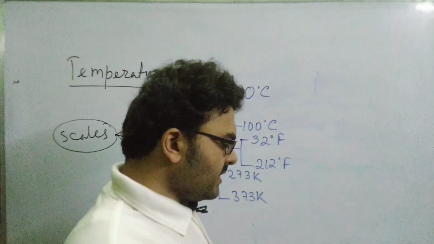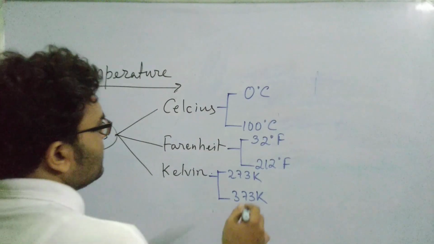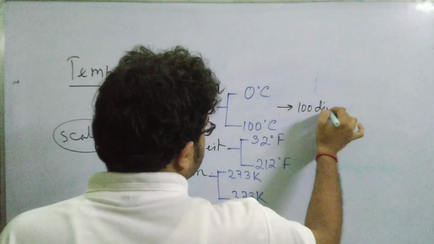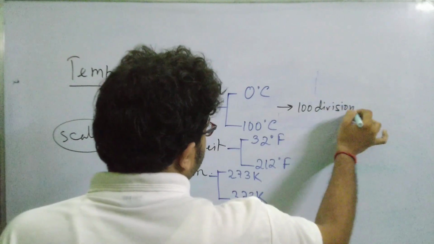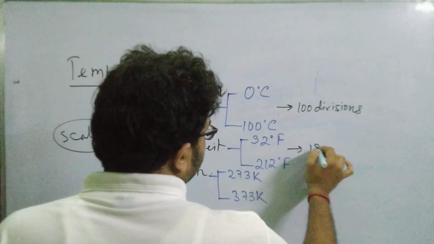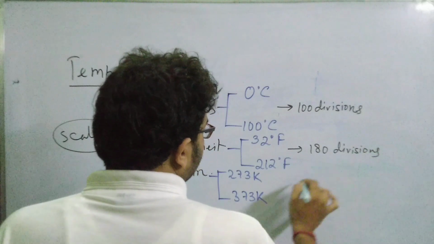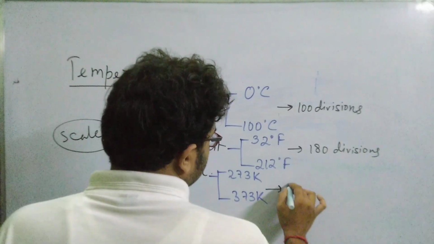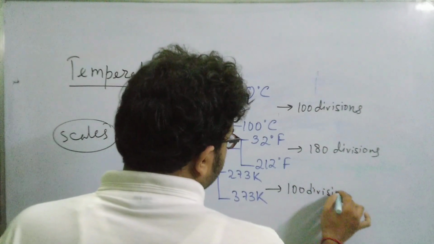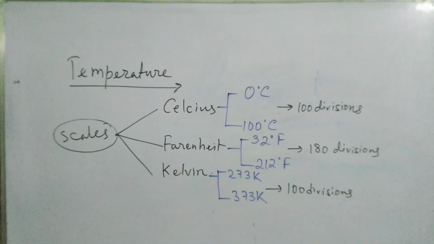So from this you can draw the inference that the Celsius scale has 100 divisions between the steam point and the ice point. For the Fahrenheit scale there are 180 divisions between the steam point and the ice point, whereas for the Kelvin scale again there are 100 divisions between the steam point and ice point. So these are the three basic things that you must know.